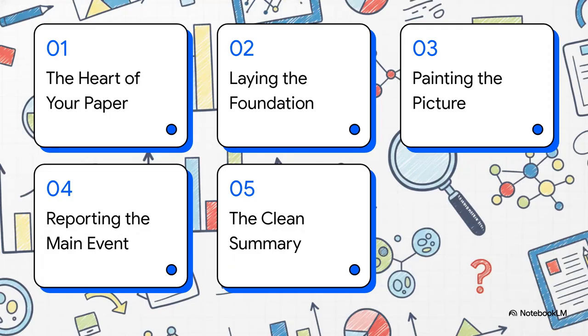So, here's our game plan. First, we'll get into the why. What's the real point of this section anyway? Then we're going to build it from the ground up, kind of like a house. We'll start by laying the foundation with your participants, then we'll paint a picture with your data, get to the main event with your actual findings, and finally, we'll put a nice, clean roof on it with a solid summary.